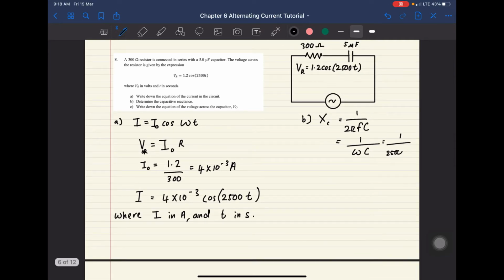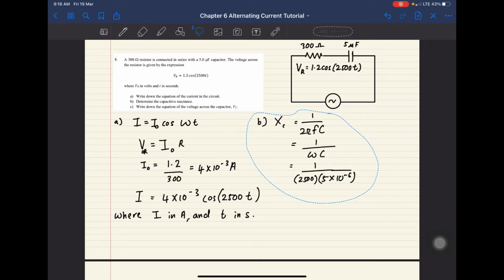I think I have to do it down there instead. And the capacitance is 5 times 10 to the negative 6, and you can solve this one. You should get 80 ohm. Here the unit is ohm because this one is reactance.